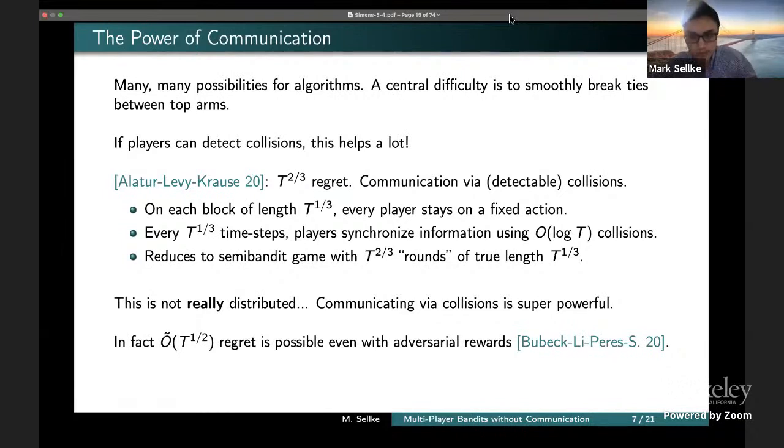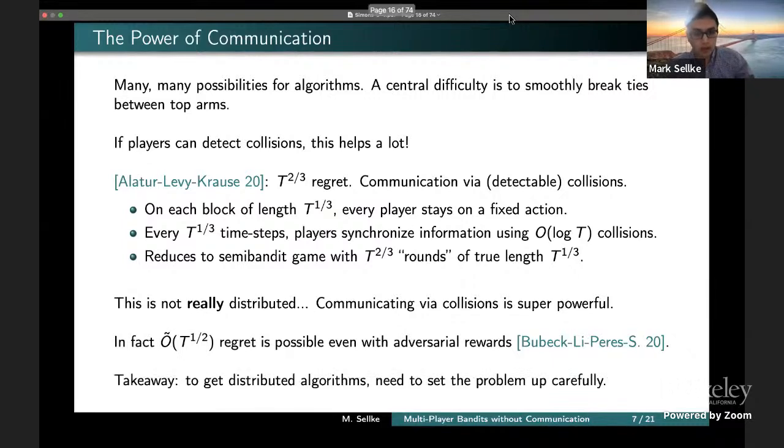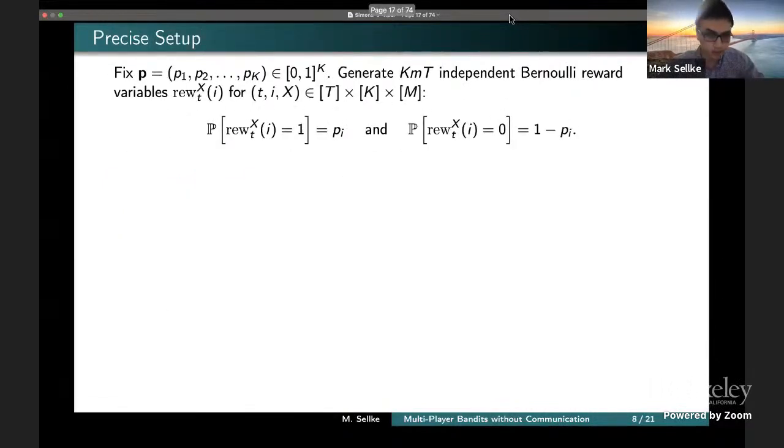Not surprisingly, if you get this explicit feedback about collisions, you can do a lot. In fact, you can even get square root T regret with adversarial rewards by doing a more complicated version of this idea. So the takeaway I want from this is that we should set up the problem better to not allow communication. Let's try to do that.